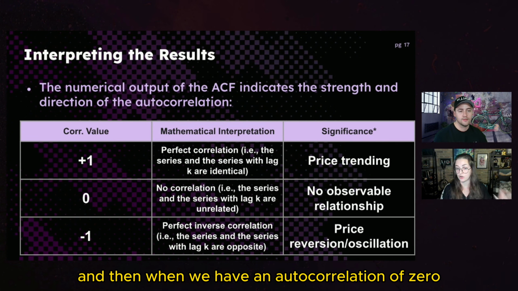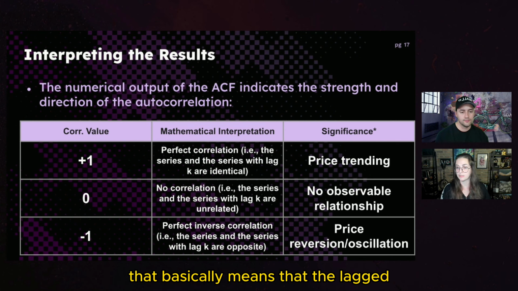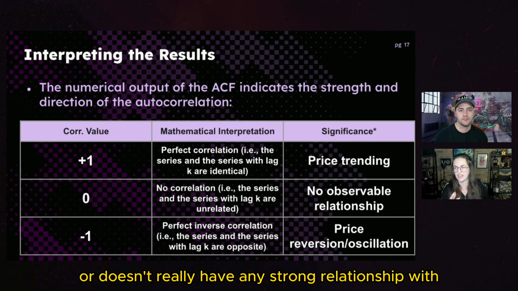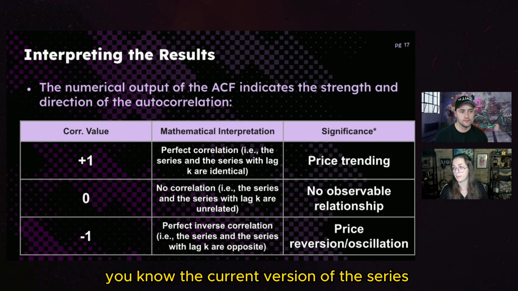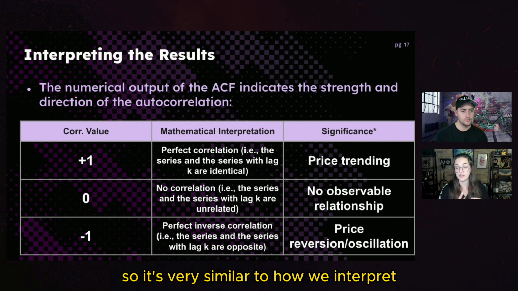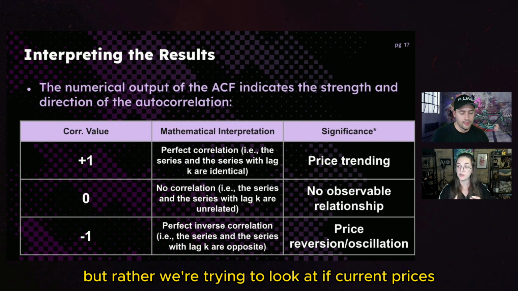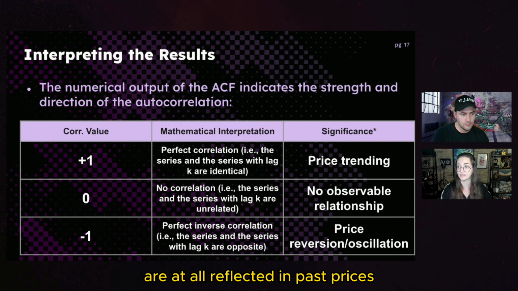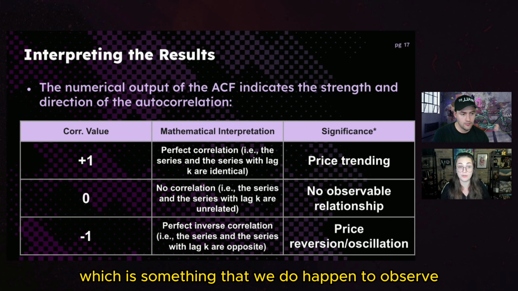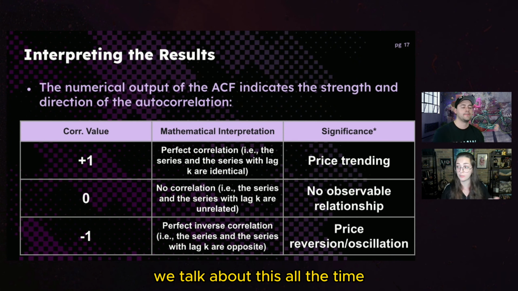And then when we have an autocorrelation of 0, that basically means that the lagged version of the series is uncorrelated or doesn't really have any strong relationship with the current version of the series. So it's very similar to how we interpret the correlation between two different prices, but rather we're trying to look at if current prices are at all reflected in past prices, which is something that we do happen to observe in actual markets, right? We talk about this all the time.